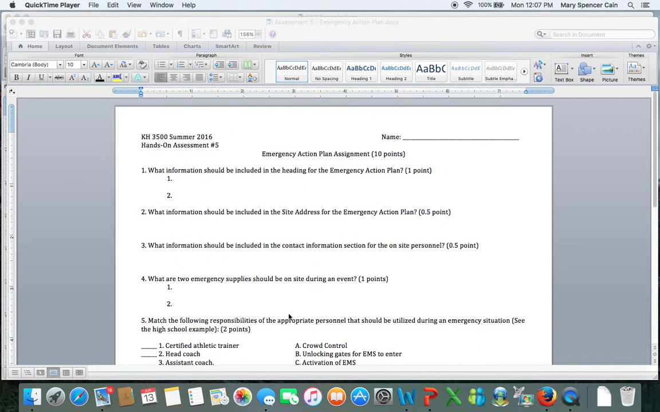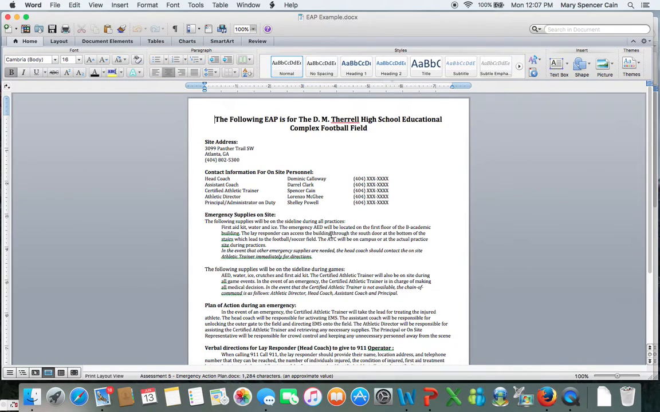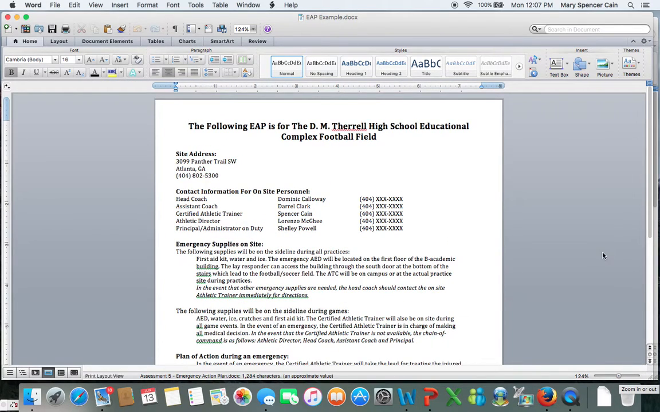So all this information is going to be found on the EAP example, and I'm going to walk you through the EAP example. So hopefully you got this in the lecture, but if you didn't, the purpose of an emergency action plan is basically your plan of action that you're going to implement anytime there is an emergency situation.